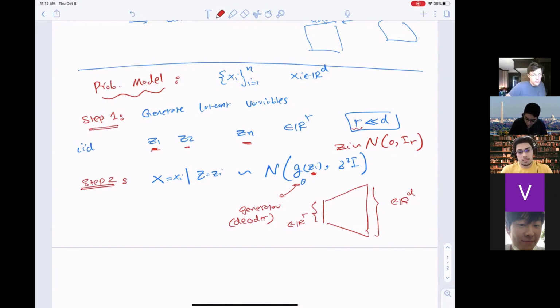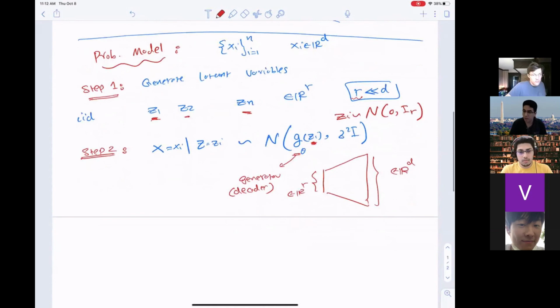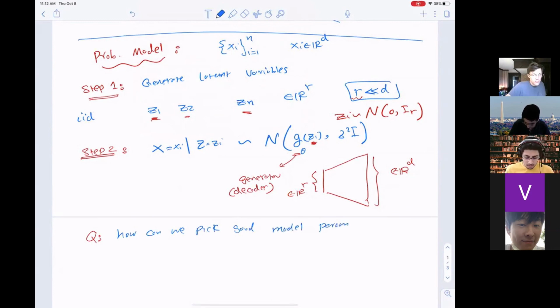But I don't know what is a good theta. So theta is my model parameter. I wanna pick a theta in order to be able to generate realistic samples, right? Maybe you pick a bad theta, your model parameters, then it is not going to give you a good output as the output of your decoder or generator, right? So the question is, how can we pick good model parameters theta?